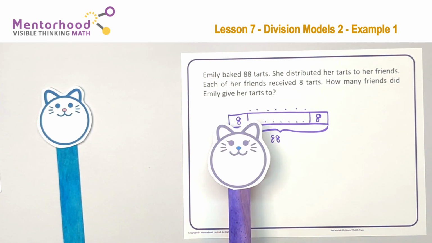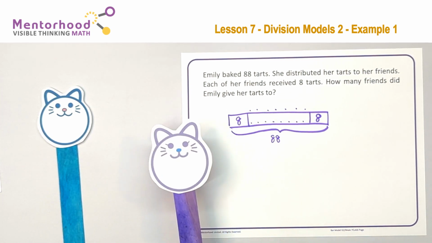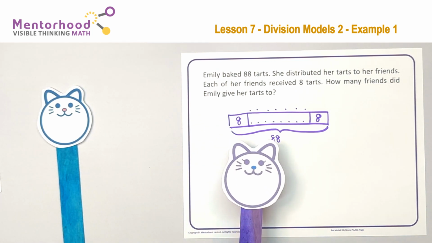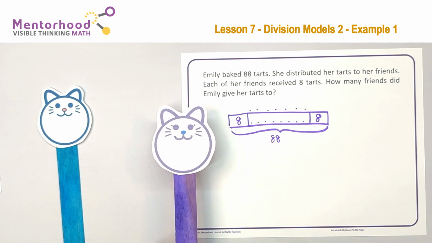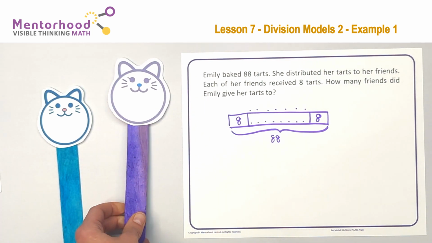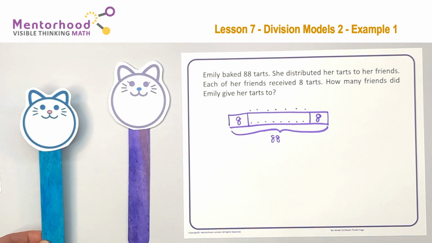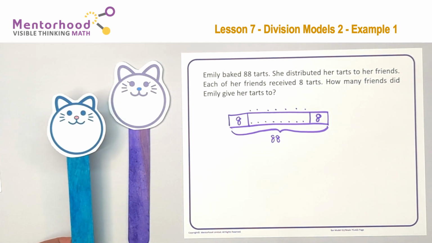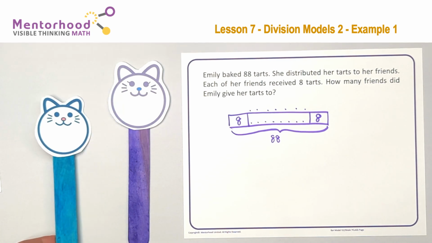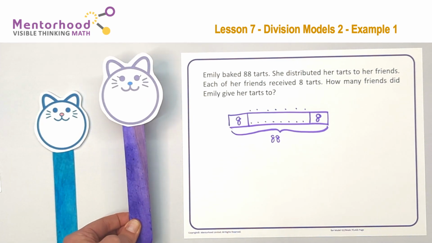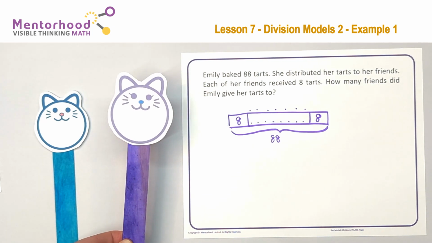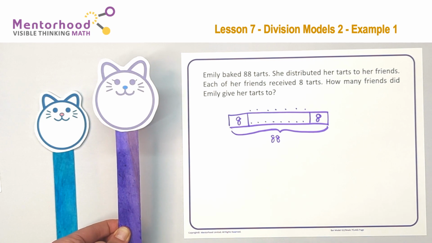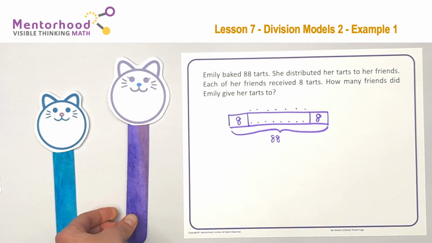Okay, so Matthew, how can we figure out how many boxes or how many friends we'd get out of 88 if we put them into groups of 8? Or how many groups of 8 fit into 88? Well, that sounds like division and multiplication. That's right, we are doing division, but we can also use multiplication to help us solve for the answer. So Matthew, what would our division sentence be?